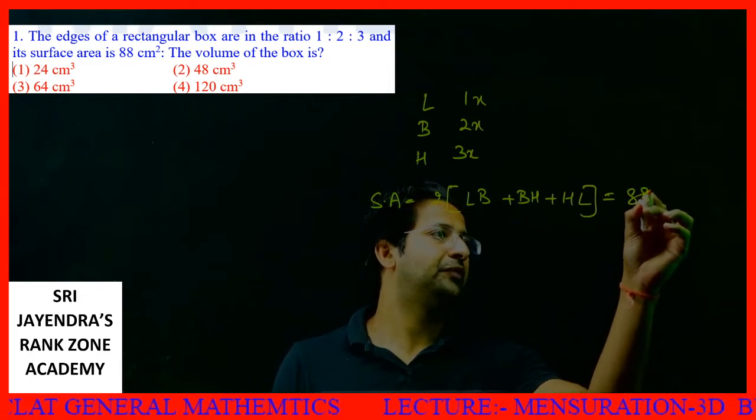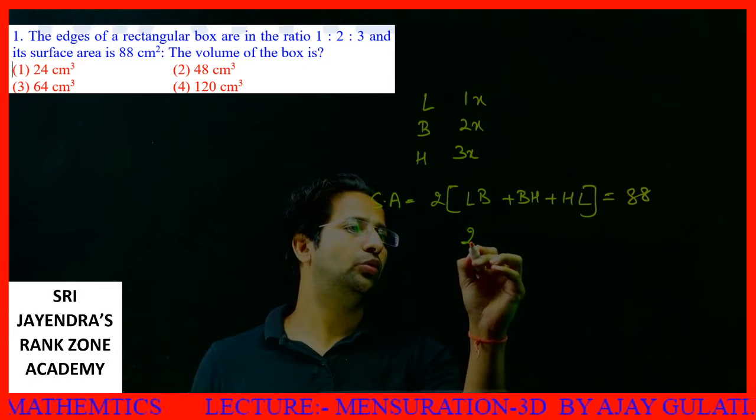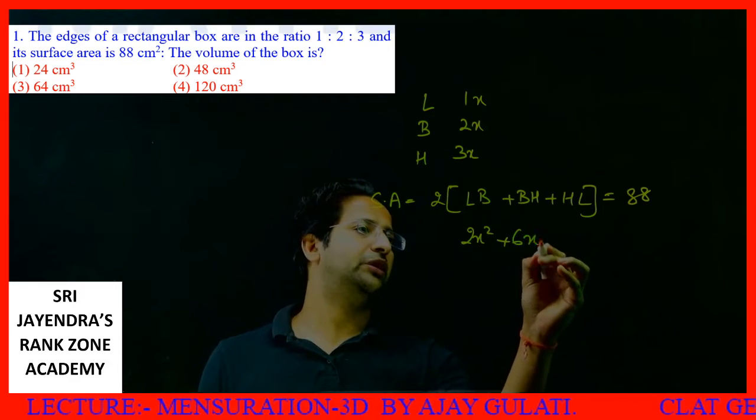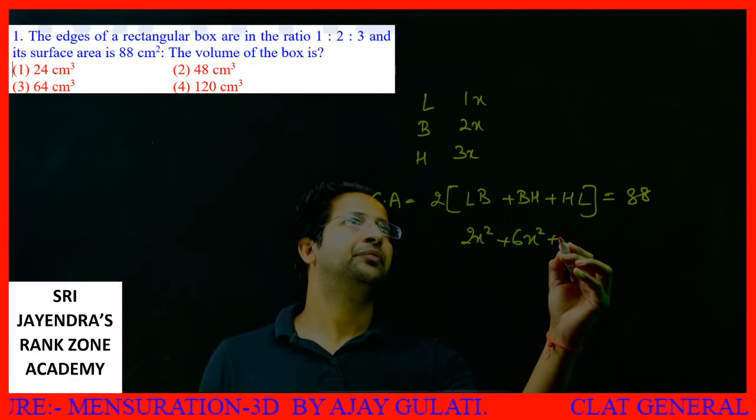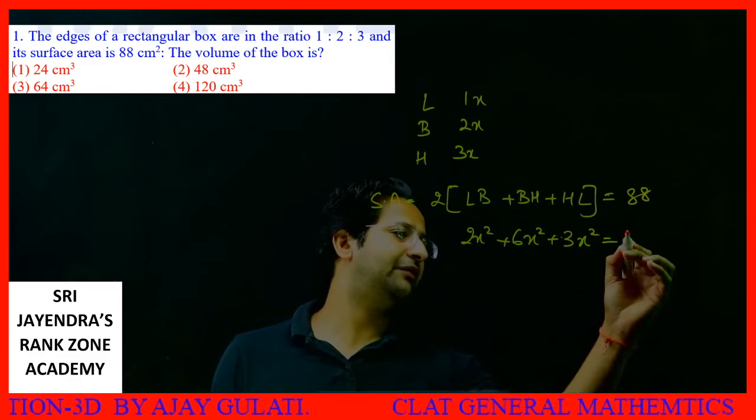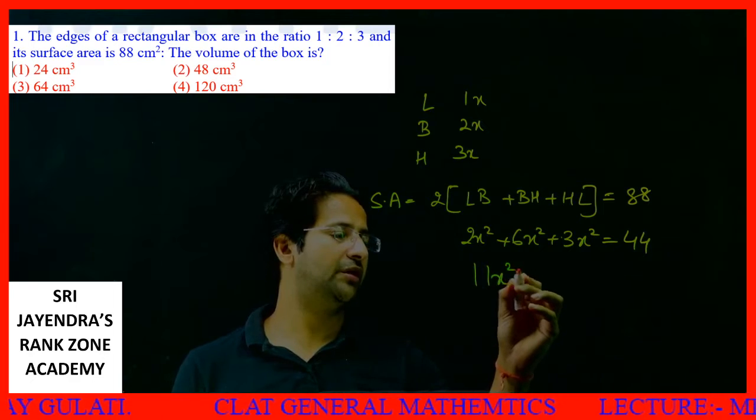Okay, or I can say LB. What is LB? 1 into 2, 2x square. BH, 2 into 3, 6x square. HL, 3x square is equal to 2 cancel by 88 will give me 44. From here I can say 11x square.